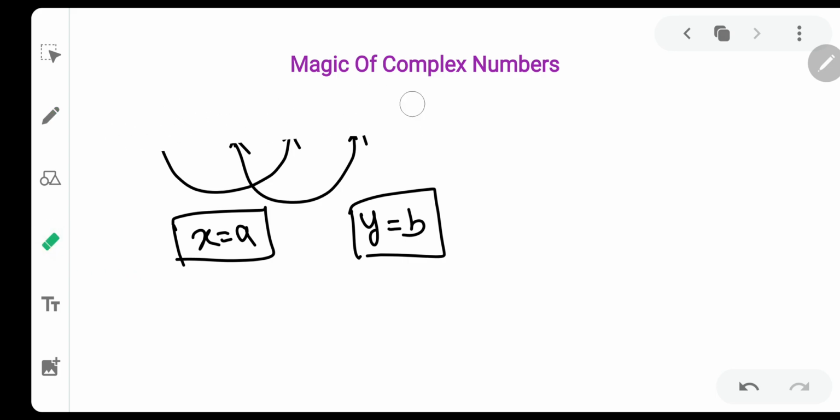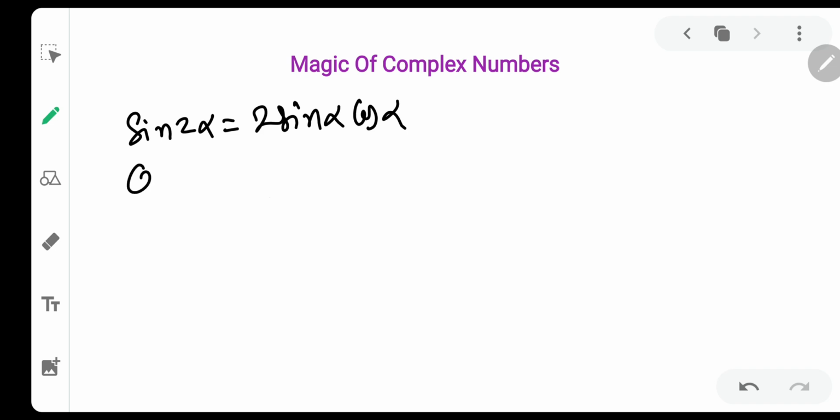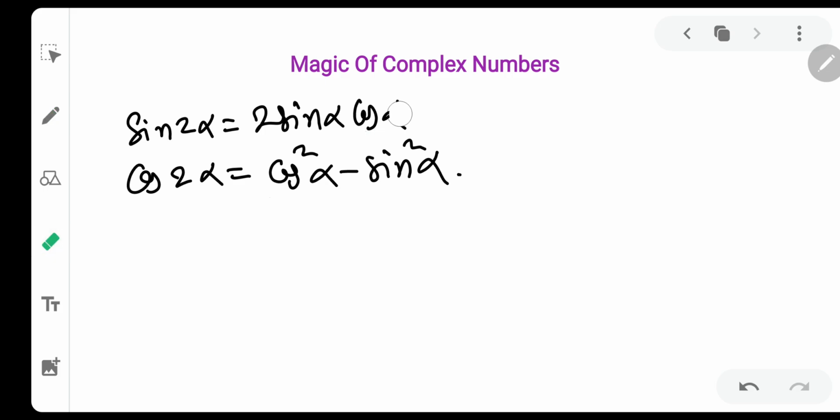Okay, so in order to understand the magic which lies behind this property, I would like to make you remember some of the trigonometric formulae. Okay, so what is the formula for sine 2 alpha? 2 sine alpha cos alpha. Very good. And what is the formula for cos 2 alpha? It is cos square alpha minus sine square alpha. And you have even proved this. Okay, so just make a note of it that the formulae of sine 2 alpha and cos 2 alpha are known to us and we have proved them by using compound angle formulae.